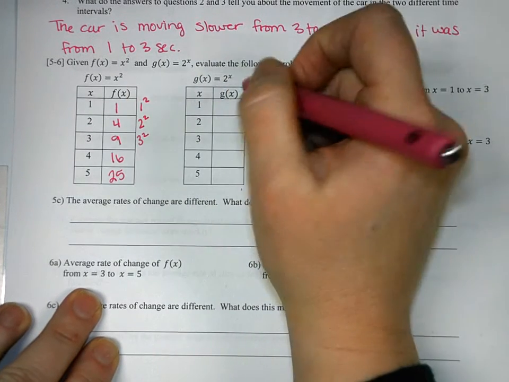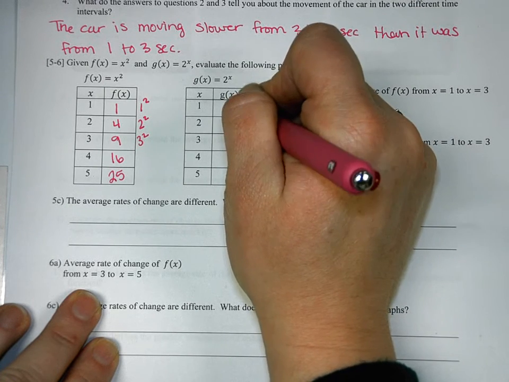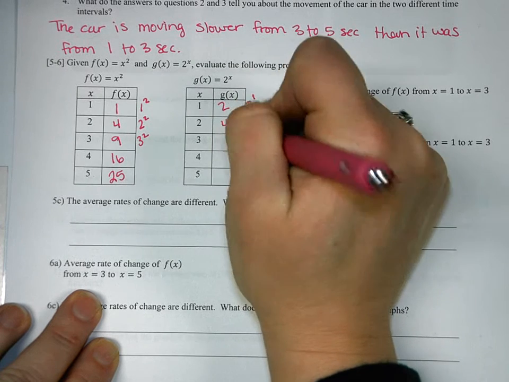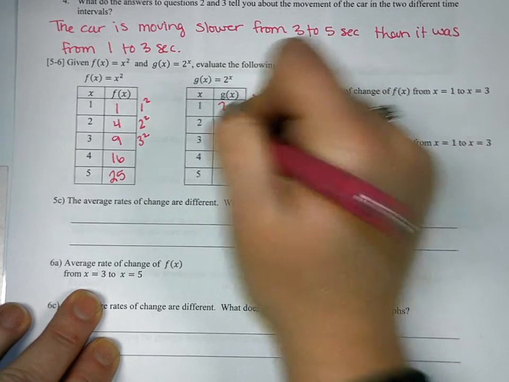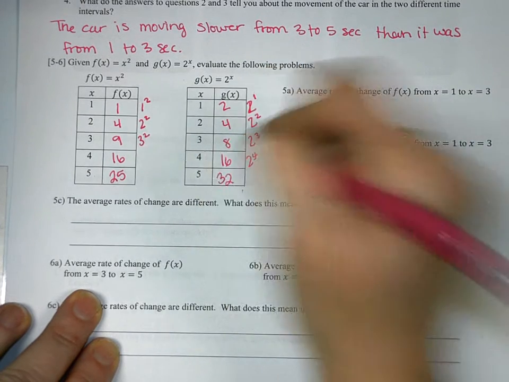Now for g, it's 2 to the x power. So what's 2 to the 1? What's 2 to the 2? 2 to the 3rd? 2 to the 4th? 2 to the 5th? Okay, there's your other table.